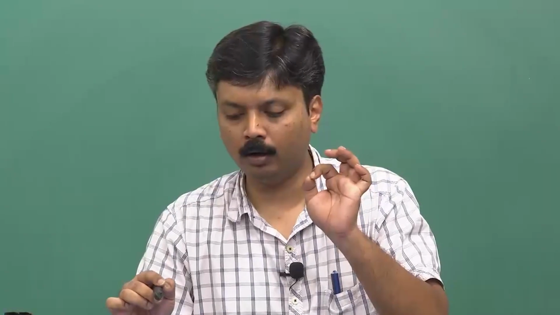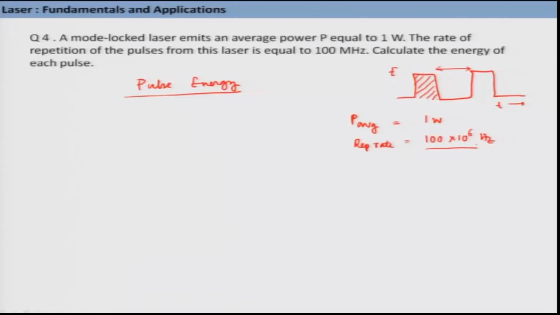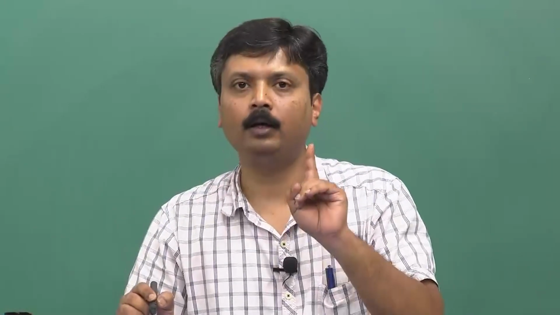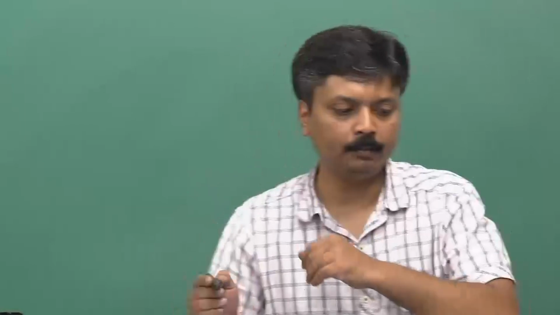Now, if I measure the energy over a 1 second period of time, I will get essentially the energy of each pulse multiplied by 10 to the power 8, because there are 10 to the power 8 pulses in a second. Therefore, that will be my average power, because I am measuring it over a second. If I know my average power and how many pulses are there, it is very easy to find out the pulse energy.